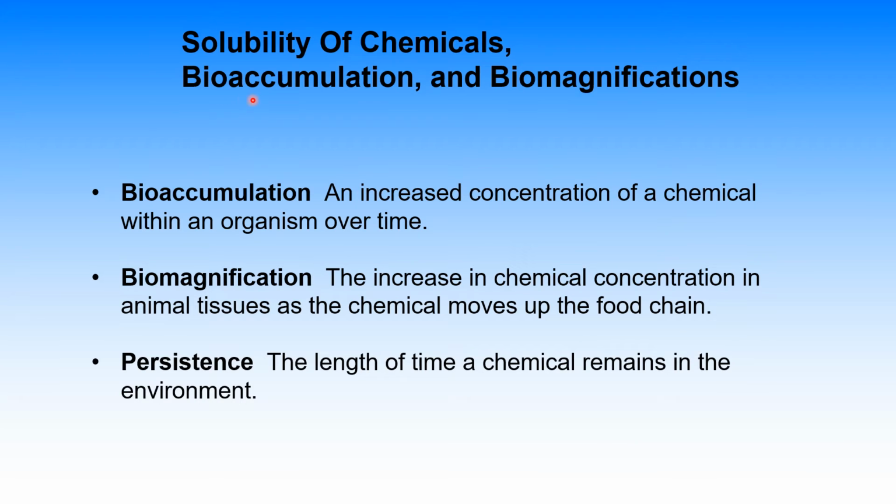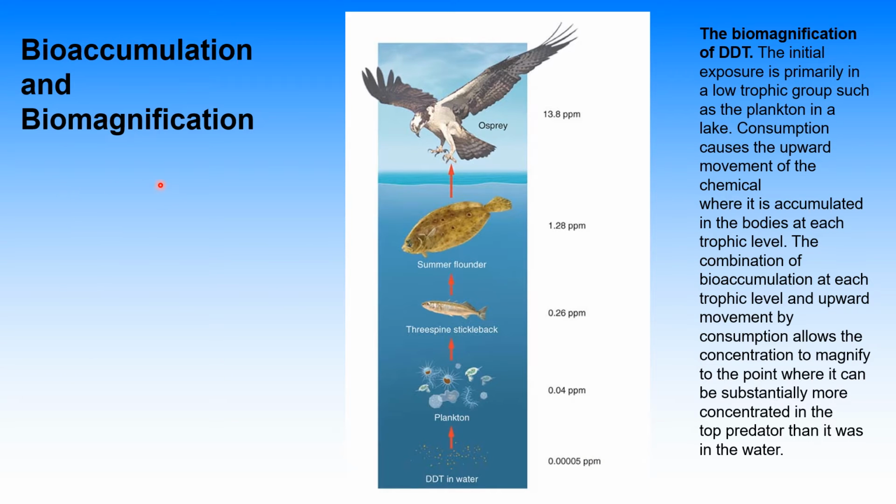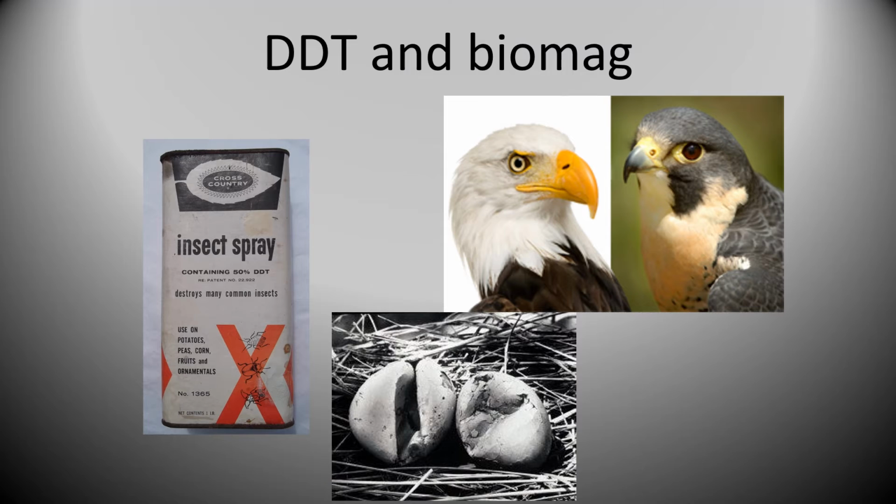So bioaccumulation, remember, is that increased concentration in one organism over time. Biomagnification is that increase in concentration moving up the food chain. And persistence is a new word for us. That's the length of time a chemical remains in the environment. So remember, biomagnification is the concentration moving up the food chain. You can pause and read that on your own if you need a review.